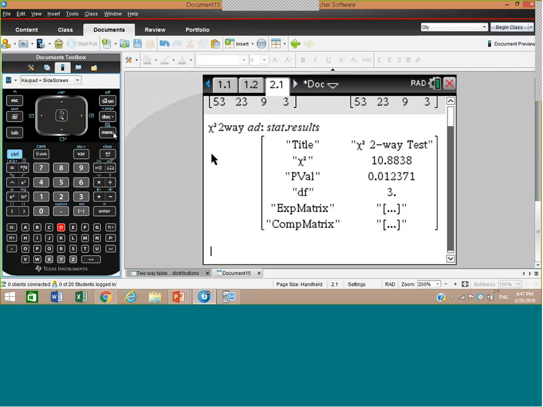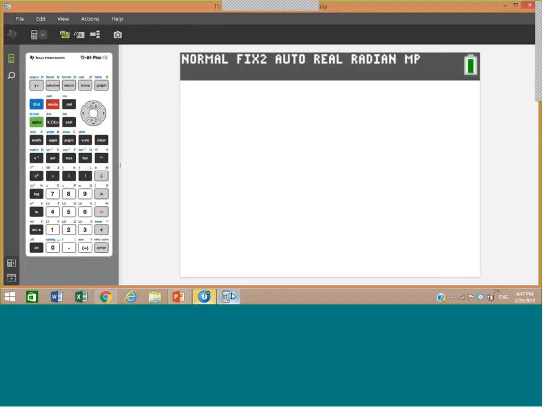I think I'd reject the null. Yeah. They're not independent. Yeah, pretty small p-value there. And then let me just show you how to do that on an 84. So again, we still need to store that table of observed values.